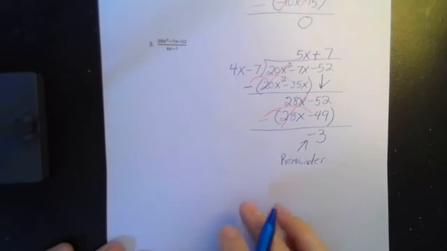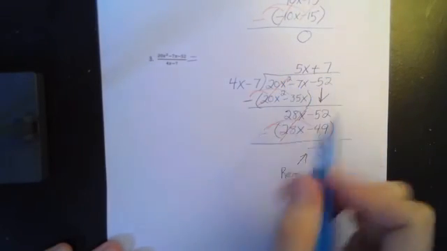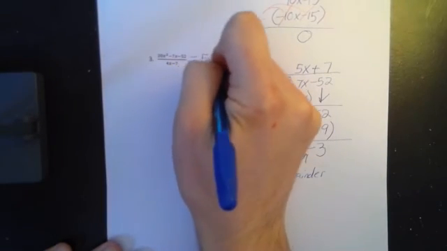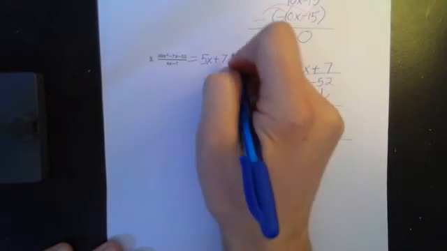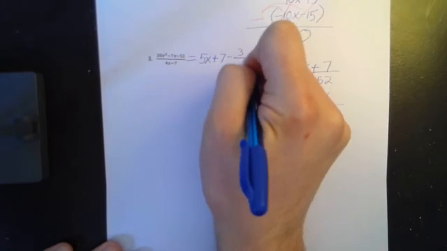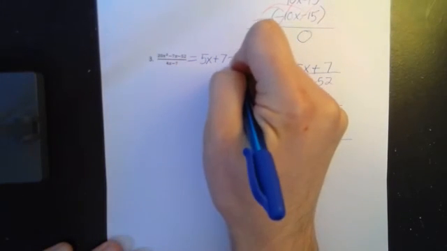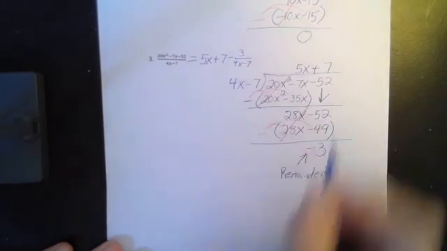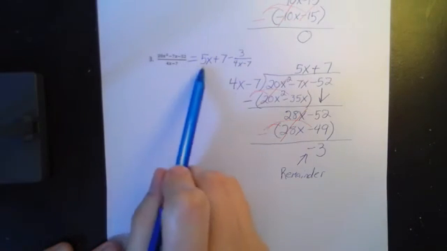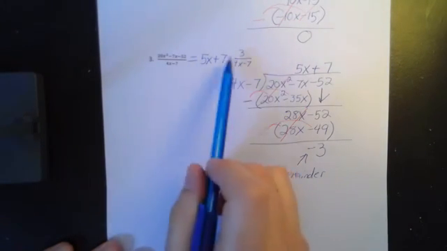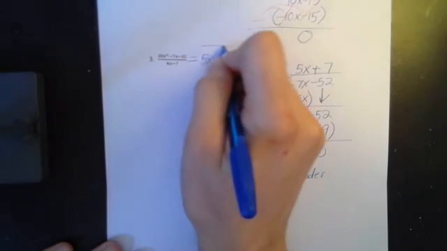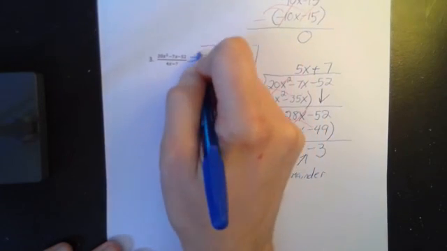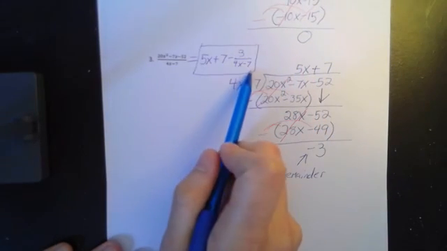So the way we write our answer here is we write it out as what our quotient was. So 5x plus 7. But then we have a remainder of negative 3. So I'm going to say minus 3. And I put that over the divisor. So 3 over 4x minus 7. And what that's showing is that 5x plus 7 goes in evenly, and that we have a remainder of negative 3 when we divide by 4x minus 7. So this is how you would write your final answer when you have a remainder. It's whatever the remainder is over the divisor.